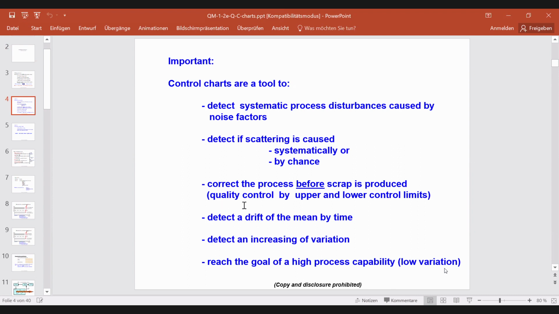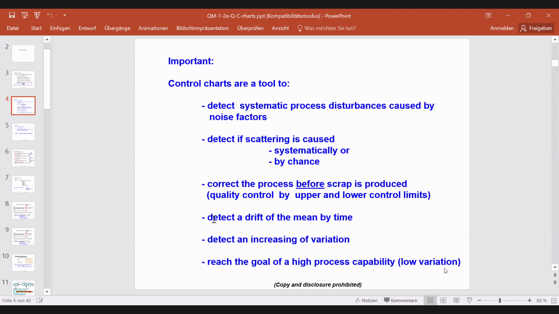And for that you have control limits, an upper control limit and a lower control limit. And these control limits are inside the tolerance area. We will see this in a few sheets later on.